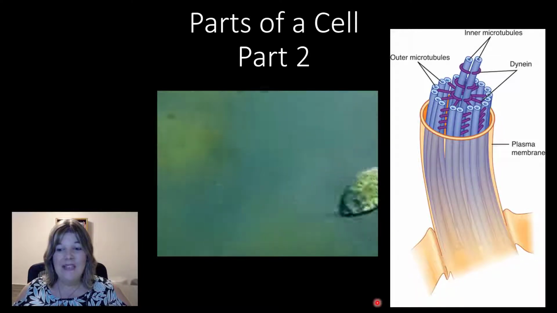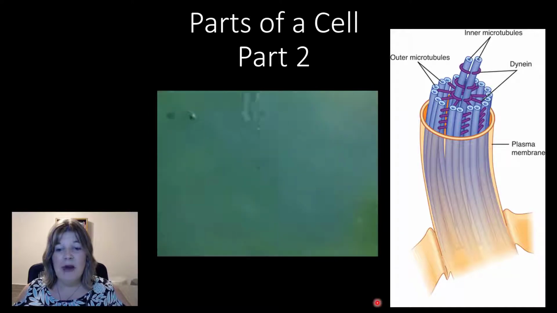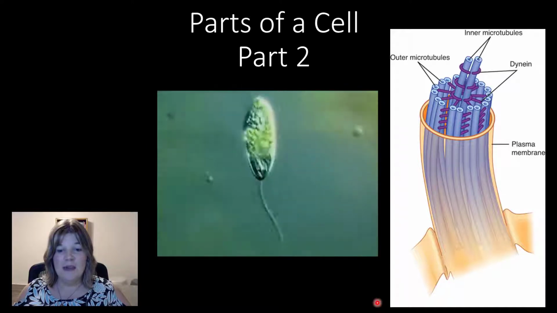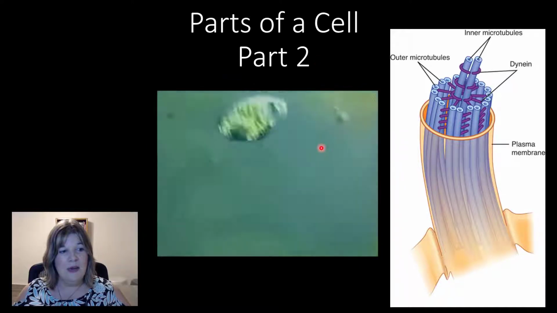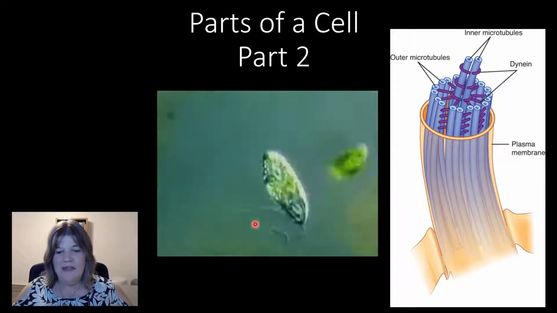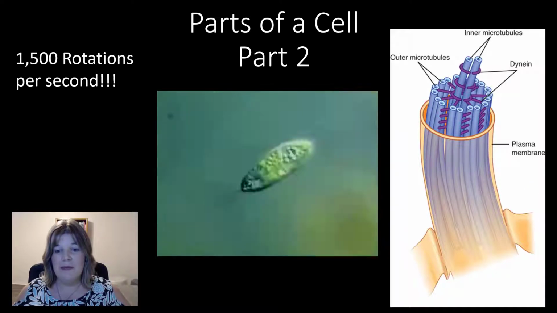Have you seen an algae or paramecia move under the microscope? They beat these hairs that propel them through the water. Microtubules with their protein structure make up cilia and flagella on these motile structures, like this algal Euglena cell with its two flagella. These structures have up to 1,500 rotations per second, powered by a rotary motor.